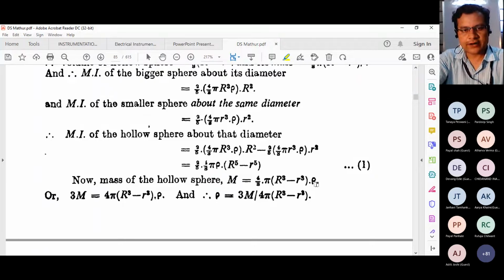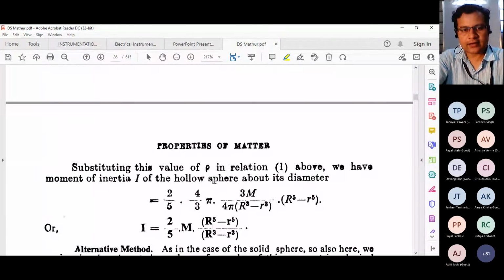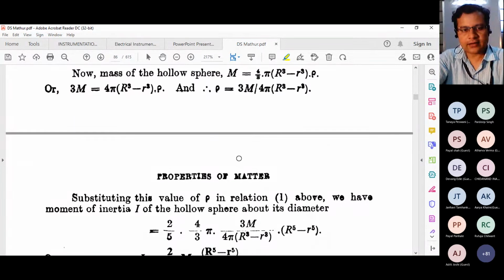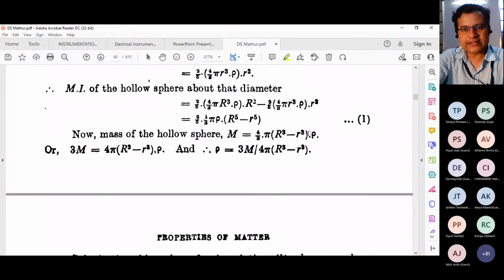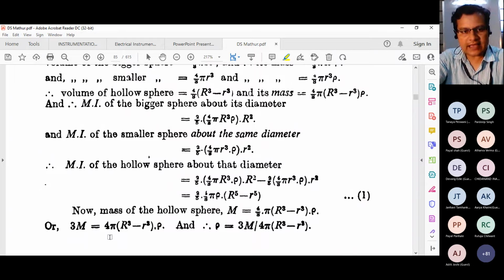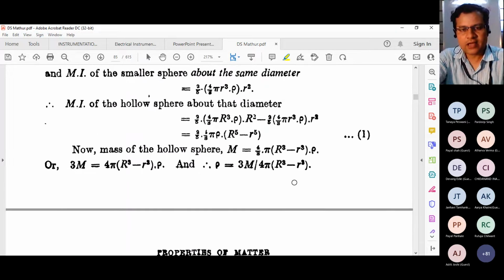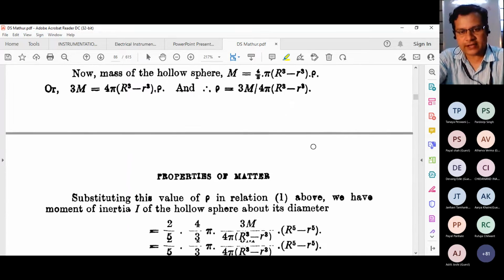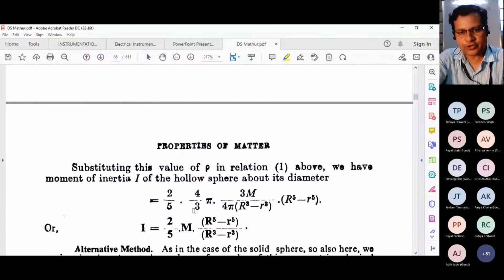hollow sphere that you already wrote, and you can get to know the value by substituting. Just do the substitution of mass in terms of density. You know, mass of the hollow portion, that volume as a hollow portion, 4 by 3 π (R³ − r³) into density. You can write down that density by considering that mass you have. That value you need to put over here and solve.